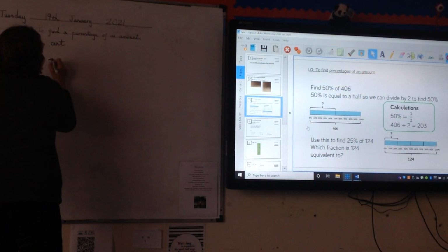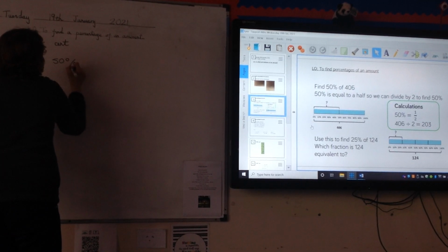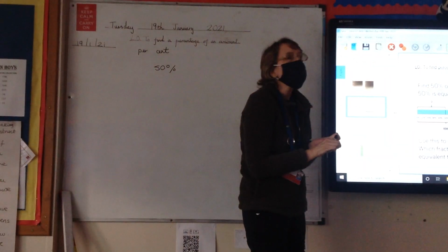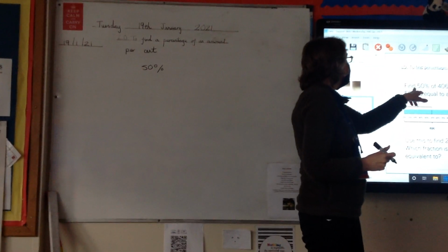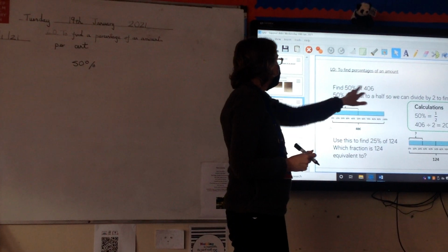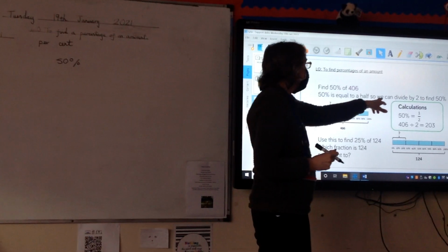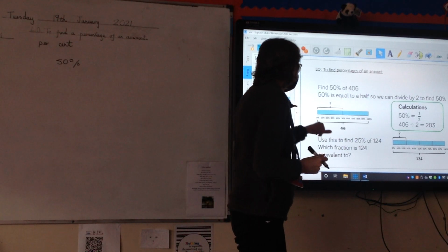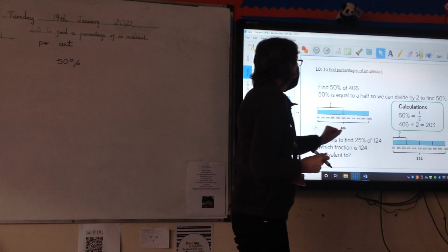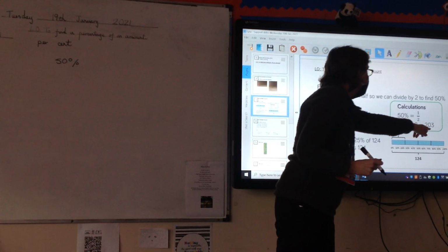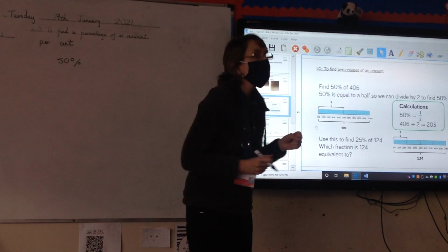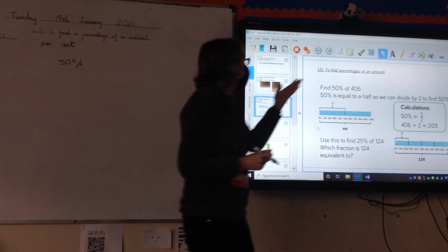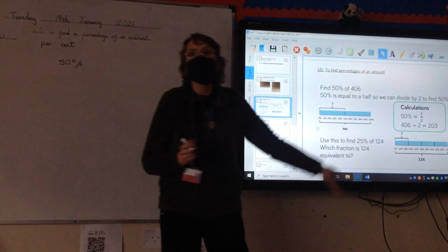If you are finding 50% of something, what do we know about 50%? That's half. Good. Find 50% of 406. 50% is equal to a half. So we can divide by 2 to find 50%. So there's 406. Divide it in half. The answer will be 203. So if I said find 50% of 406, the answer would be 203. You would just halve it.